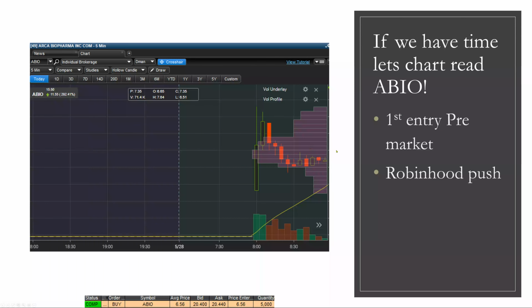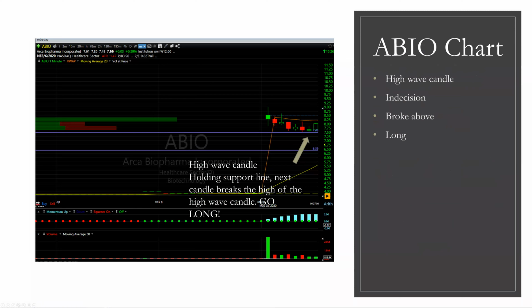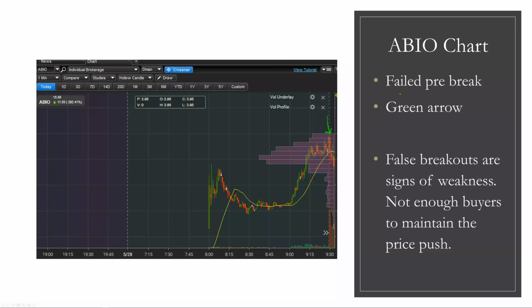Okay, they'll chase and they'll cause it to pop. All right. And so they did play this run up. It failed to break pre-market. That's a sign of weakness, right? False breakouts are a sign of weakness. Not enough buyers to maintain the push. I think everybody can see that, right? There's your pre-market break. You wicked up above it and it pulled back down. That's a sign. Hey, a lot of times people chase these right out the gate, and what usually happens? Well, you usually get the profit takers, right?